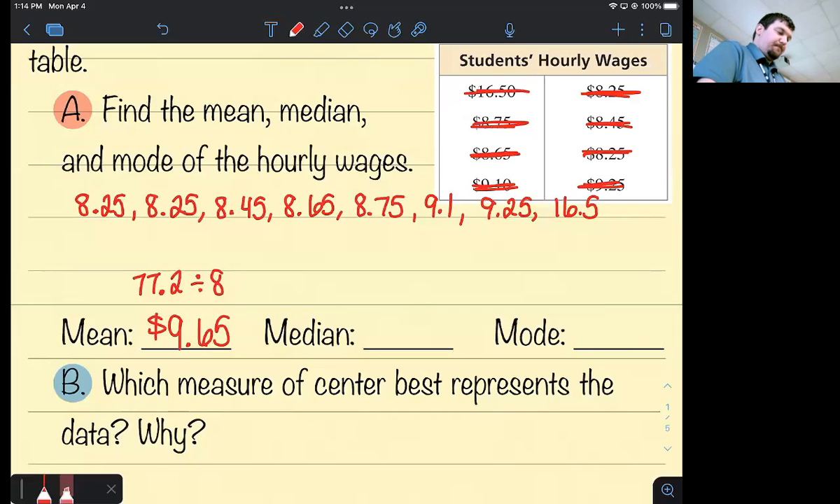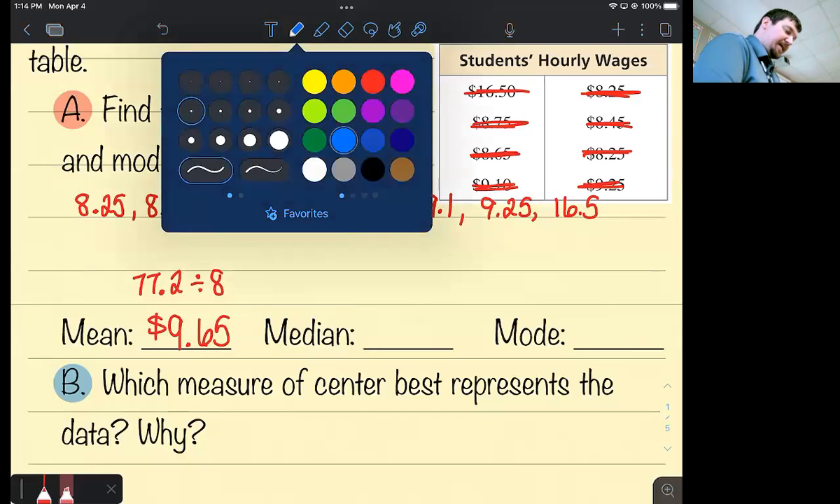The median, now that they're lined up, we know there's 8, so there's going to be 2 numbers in the middle because 8 is even.